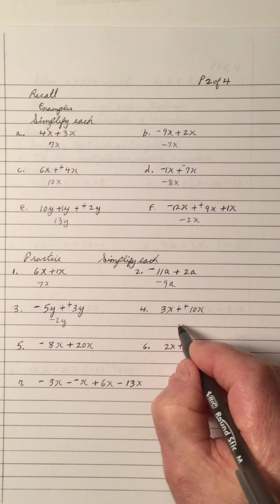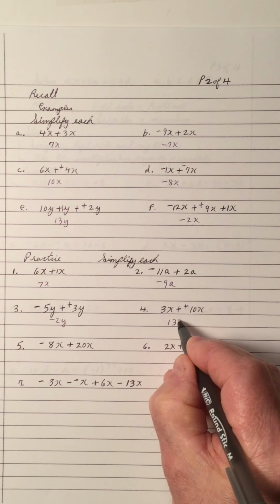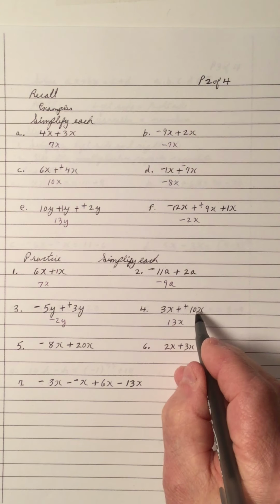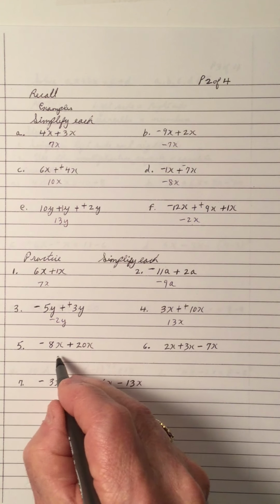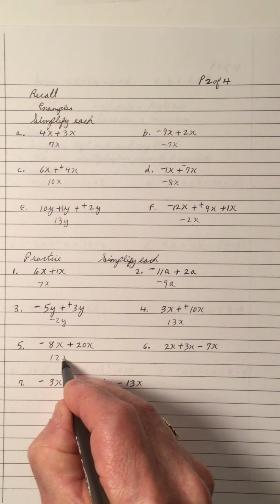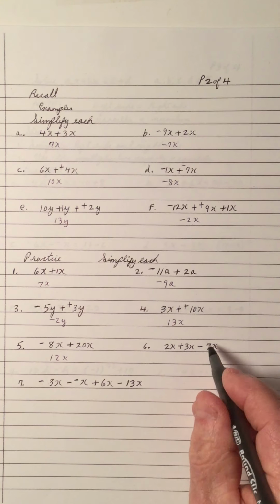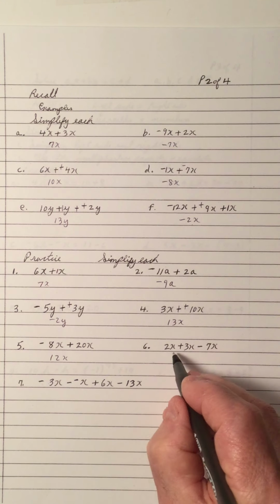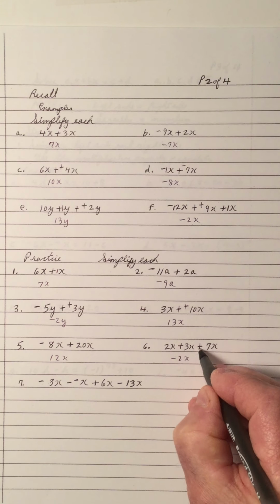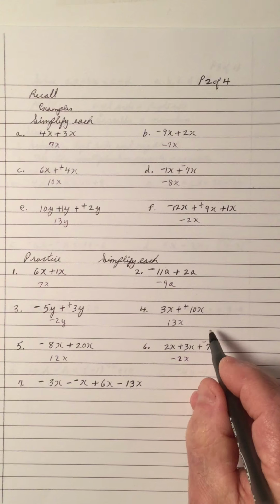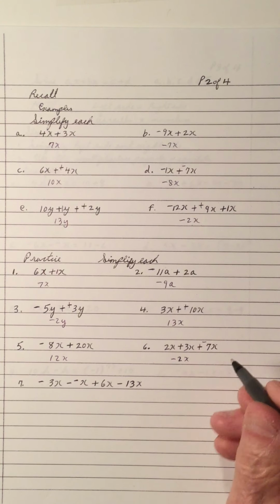Double negative is a positive. 3 plus 10 is 13x. Notice these are the same, so when you add, you keep the x. These are the same, so we get a 12. Negative 8 plus 20, and that's a plus negative if you want. That's a 5. Subtract 7 is a negative 2. But if you want to go plus or negative, go ahead, but you don't have to.